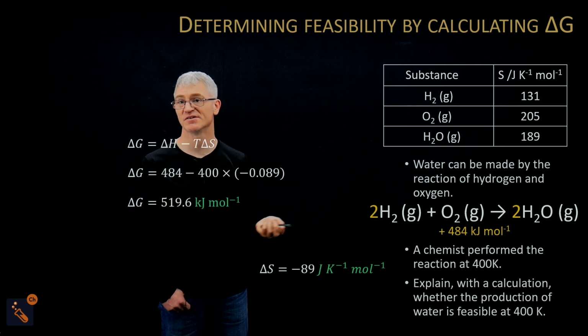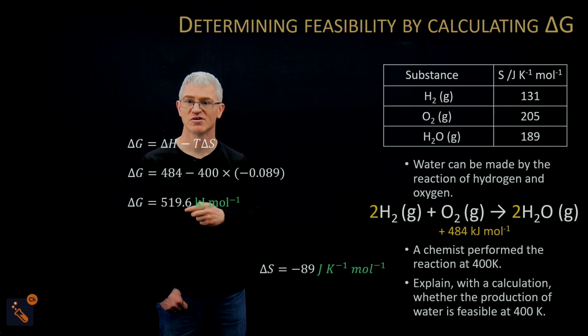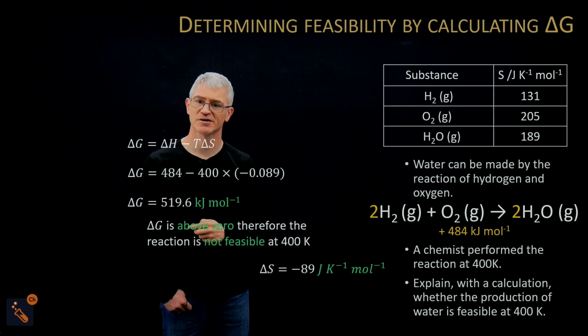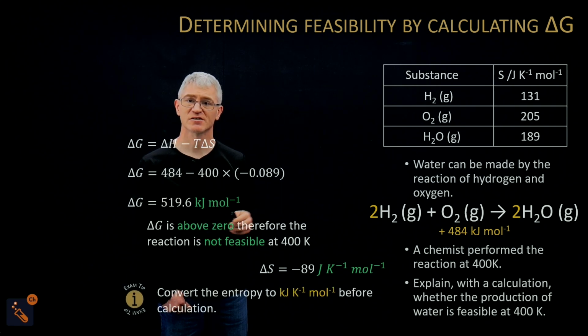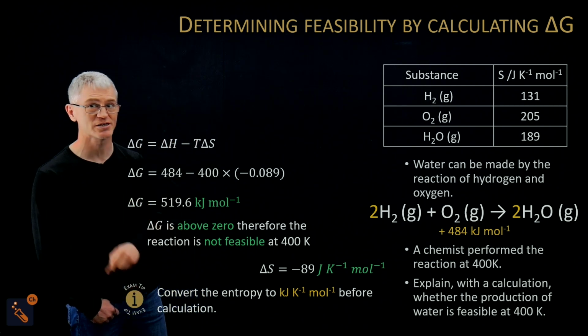Well, that is a positive number, so this reaction is not feasible at 400 K. It's above 0, so not a feasible reaction. As it's above 0, not feasible. Now just remember, convert the entropy to kilojoules before you do the calculation. Really, really important. That's where the mistakes happen.